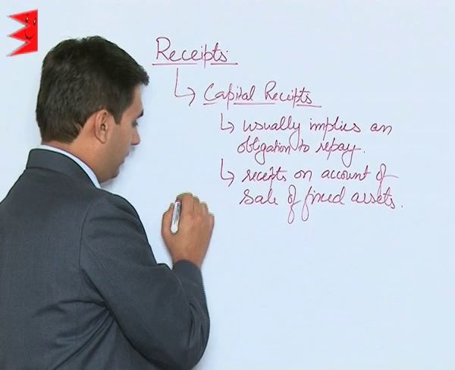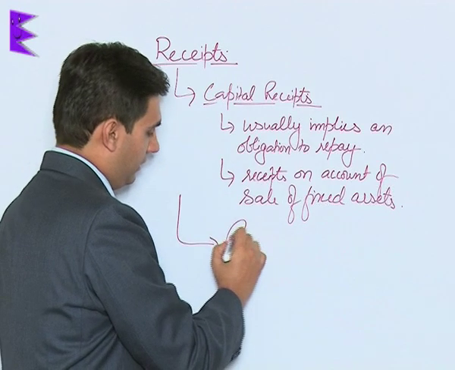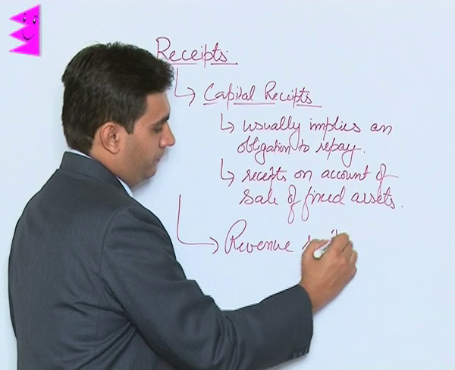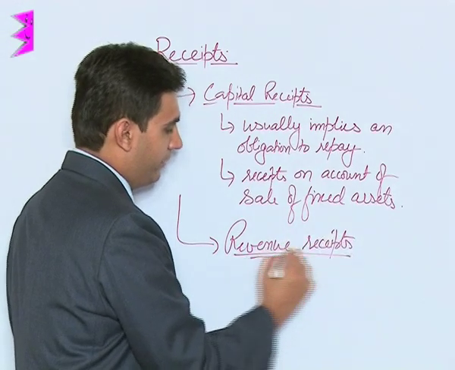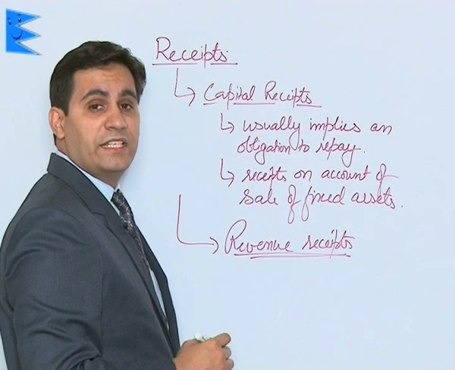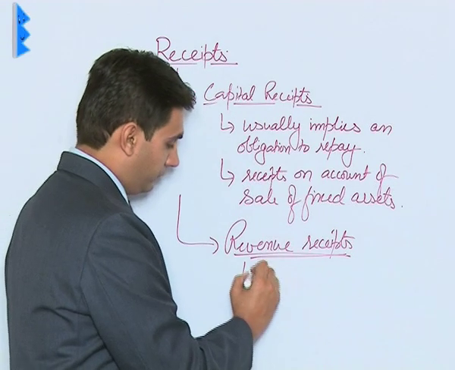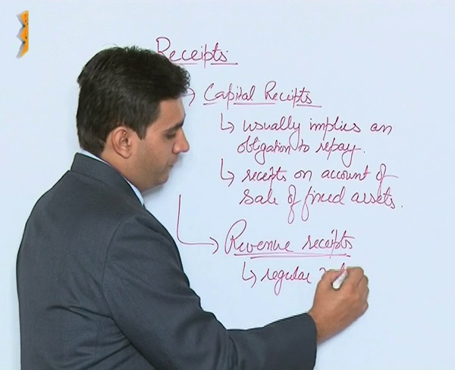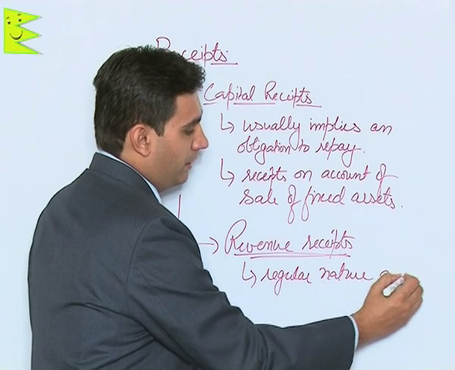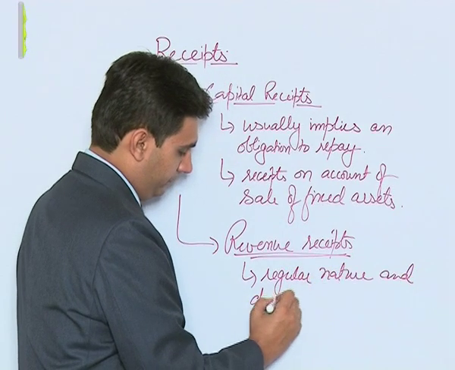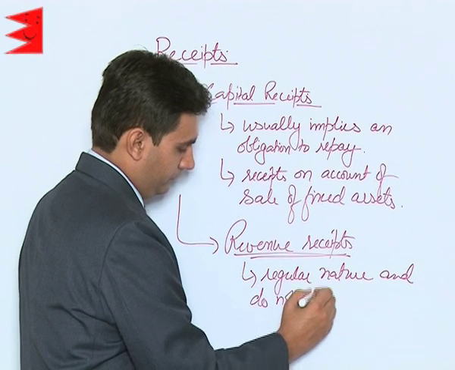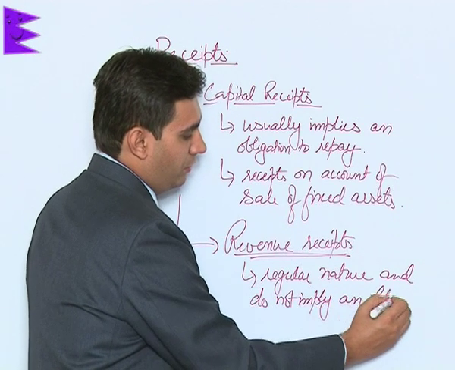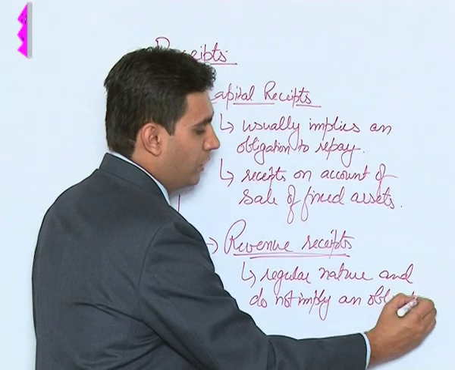On the other hand, the second category of receipts is revenue receipts. Now students, what are revenue receipts? They are the receipts of regular nature and do not imply an obligation to repay.